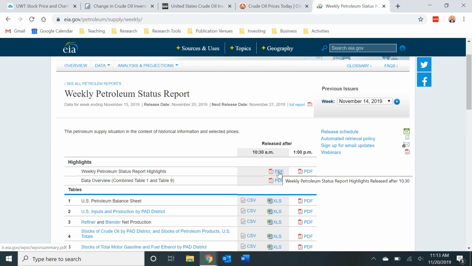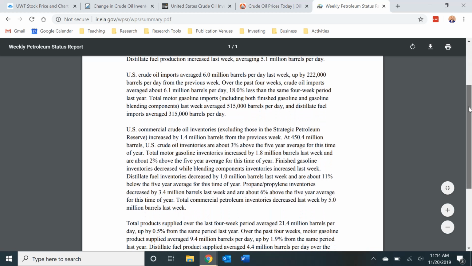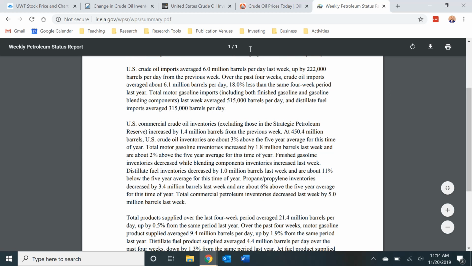In this case, though, I am coming in a few hours after the report was posted, so the report will already be here. So I click that PDF link. You can see summary of weekly petroleum data for the week ending November 15th. And the number that I want is right here in the third paragraph. U.S. commercial crude inventories increased by 1.4 million barrels from the previous week. That single line in the report is all that I really care about.